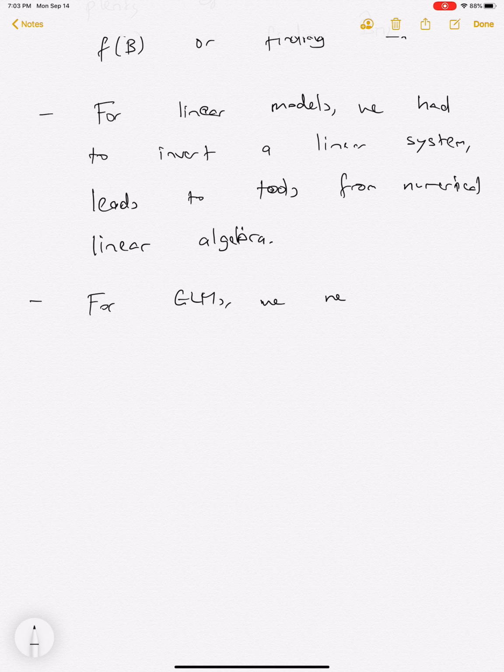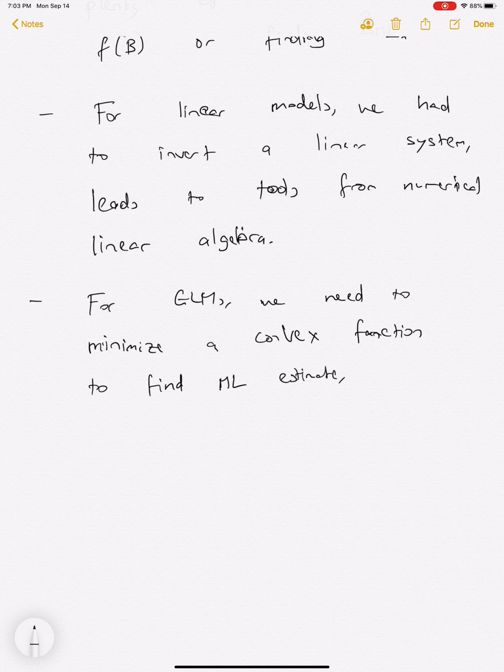We need to minimize a convex function to find the maximum likelihood estimate. And that leads to tools from convex optimization.